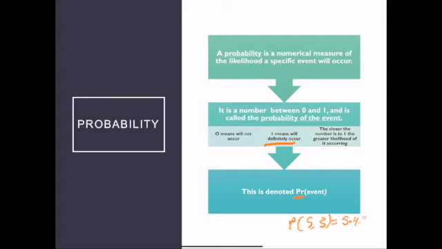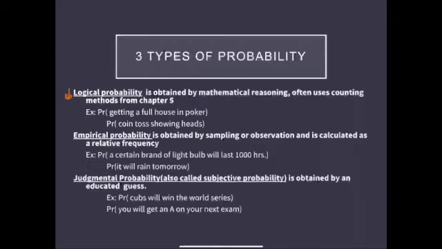So there's 3 different types of probabilities. The one we're probably most familiar with is logical probability. Logical probability is obtained by mathematical reasoning, and it often uses counting methods. This is all the stuff we covered in Chapter 5. So if you are not feeling great about Chapter 5, go back and review it, okay? One of those would be, for example, getting a full house in poker. Or a coin toss showing heads. Those are examples of logical probabilities.